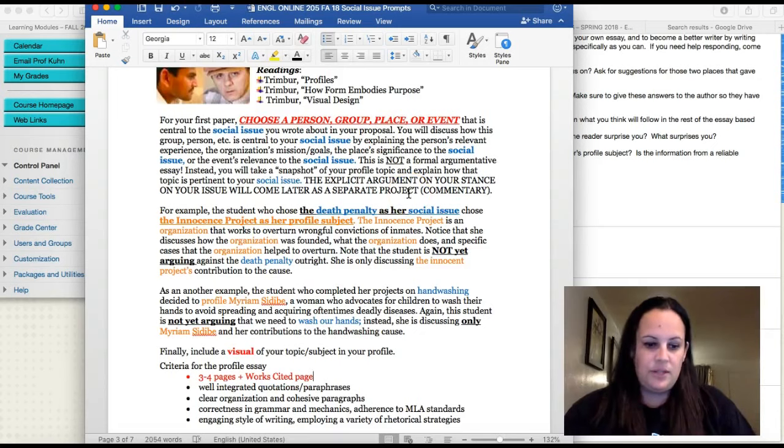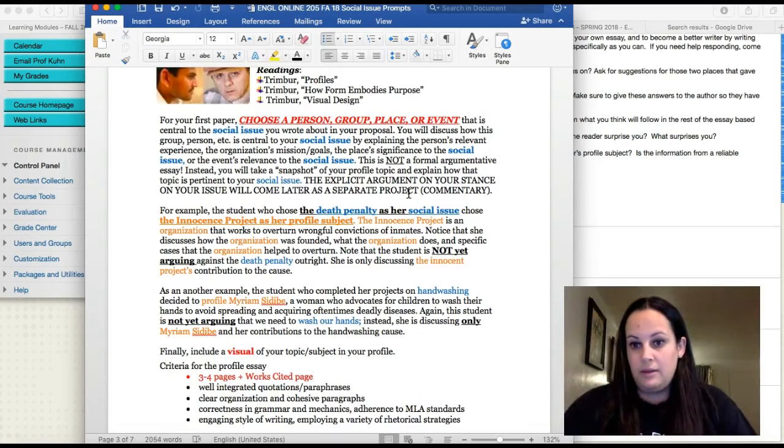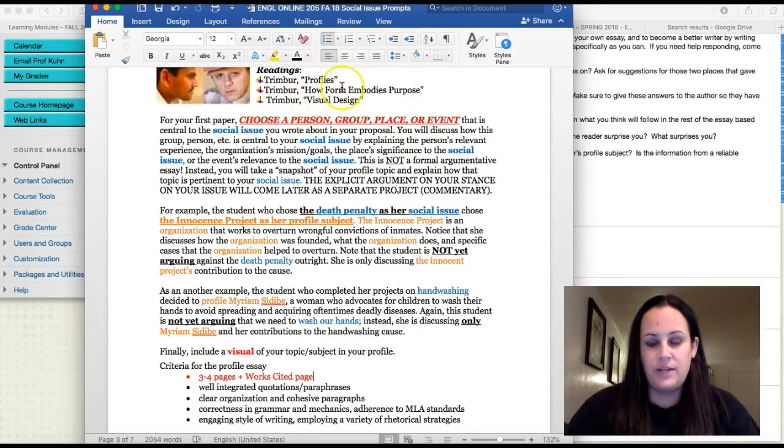So if you were choosing something to do with the environment, maybe you'd choose Leonardo DiCaprio. Maybe if you were writing about the football players taking a knee, maybe you would choose Colin Kaepernick. Okay, so there's lots of different ways that you can go with this. And then your profiles reading should really help you here with this one.